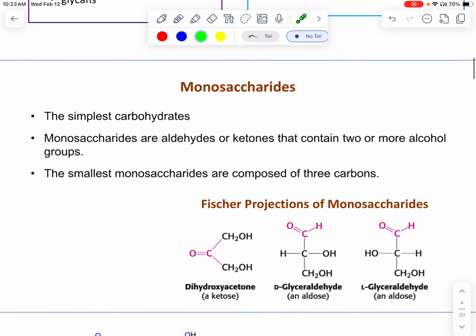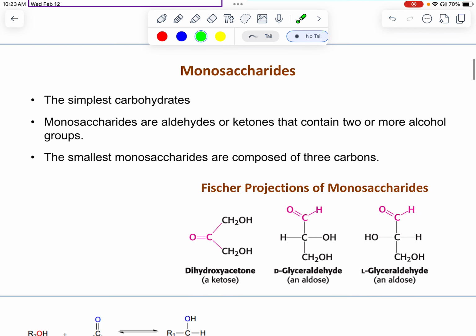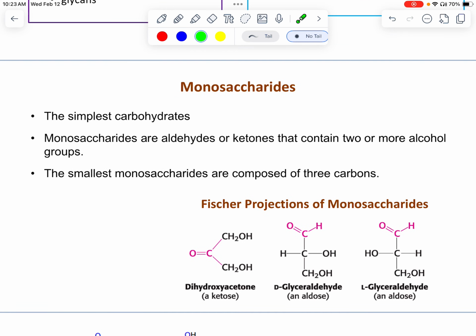All right, let's start with those monosaccharides. These are the simplest carbohydrates. They will be either aldehydes or ketones. So remember, that's because of that carbonyl group, right? And if we come down here and look, we can see that depending where that carbonyl is, the smallest ones will have 3 carbons. Here it's right in the middle, so this is a ketone group, but in both of these, it's on that end carbon, so we have an aldehyde group. So let's talk some terminology.